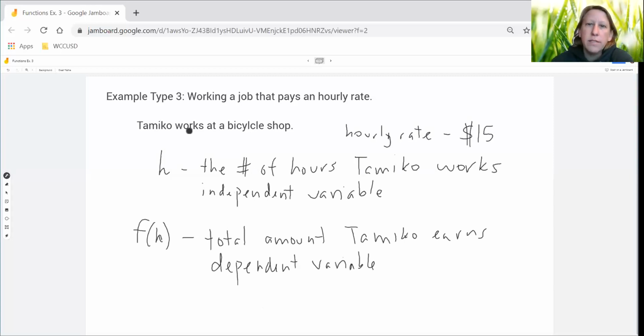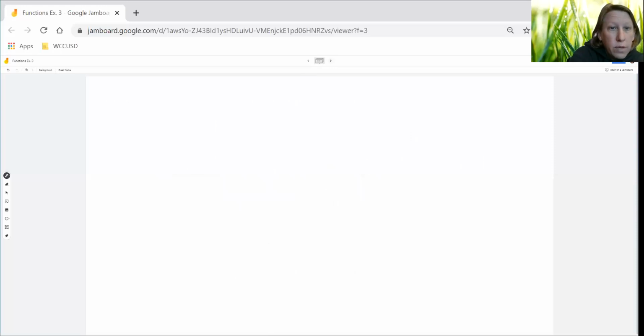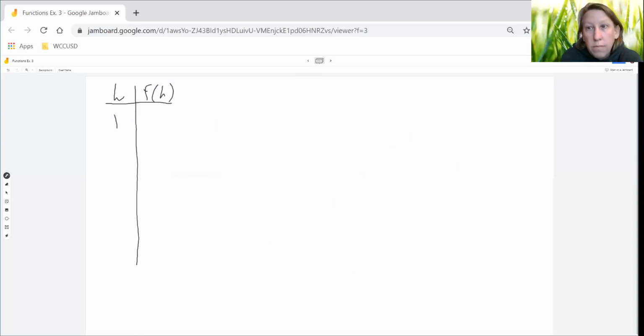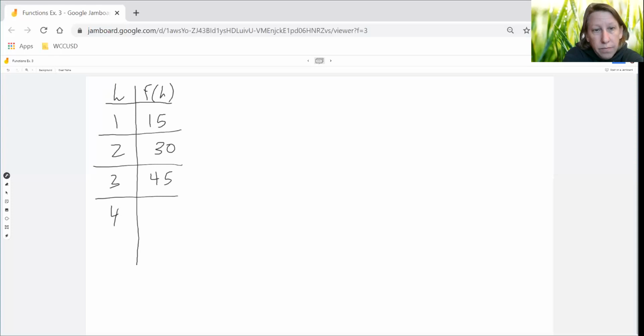So there's lots of ways to talk about this situation. Let's look at some representations. One of the ways I like to think about functions is with a function machine or function table. So we got h and f of h. If Tomiko works 1 hour, how much money is she gonna earn? $15. How about 2 hours? $15 an hour, 2 hours is $30. 3 hours of work, $45. 4 hours of work, $60.